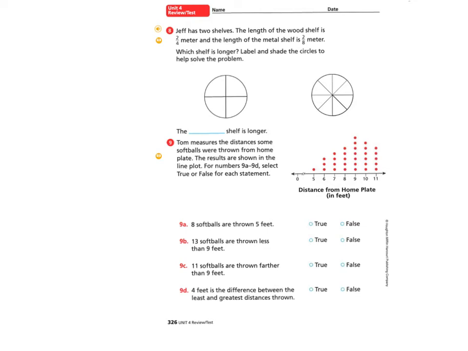The second page, more fraction work. So this time you're comparing fractions. So these are fourths because it's divided into 4. This actually looks like a pizza, which typically comes in eighths.